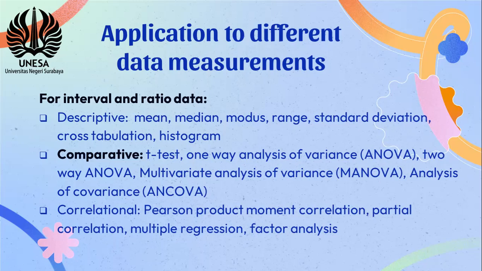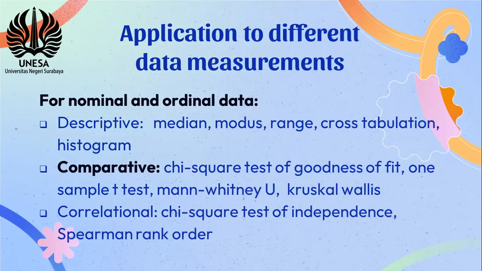So for the data measurement, as Mrs. Kristanti explained before, we have the t-test, one-way analysis of variance, ANOVA, two-way ANOVA, multivariate analysis of variance, MANOVA, and analysis of covariance, ANCOVA. So there are some techniques to analyze data from the ex post facto research. That's for interval and ratio data. And for nominal and ordinal data, focusing on the comparative one, we have chi-square test of goodness of fit, one sample t-test, Mann-Whitney U, and Kruskal-Wallis.